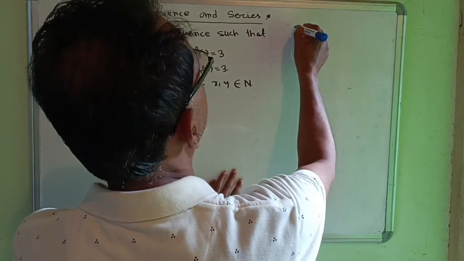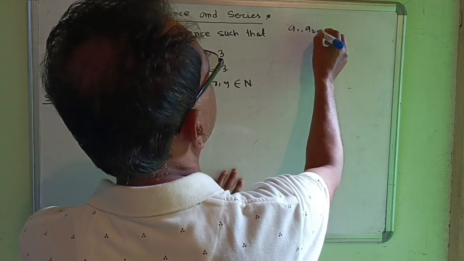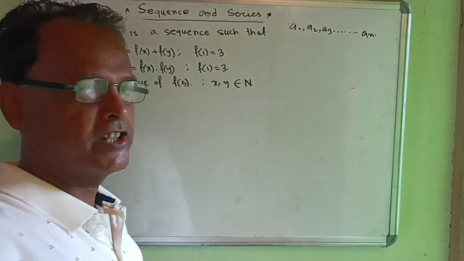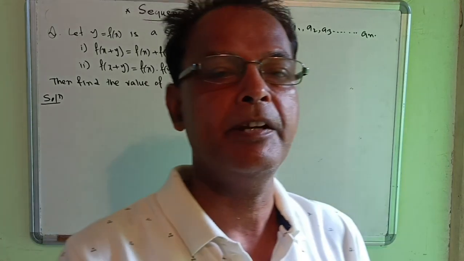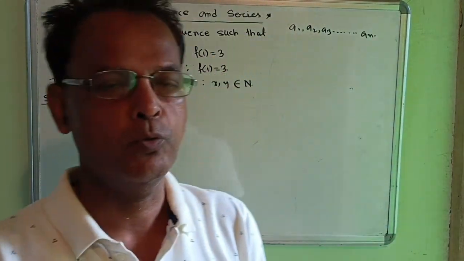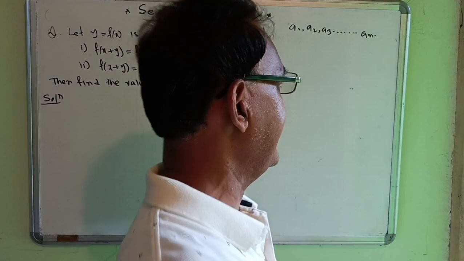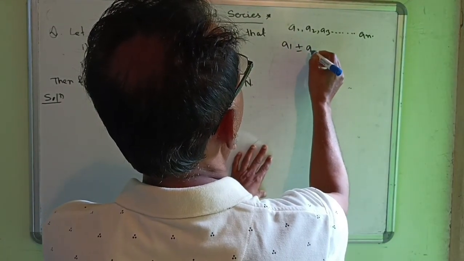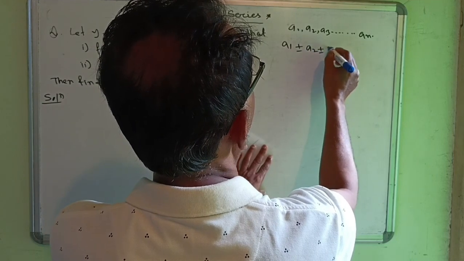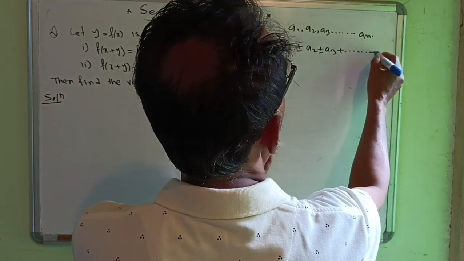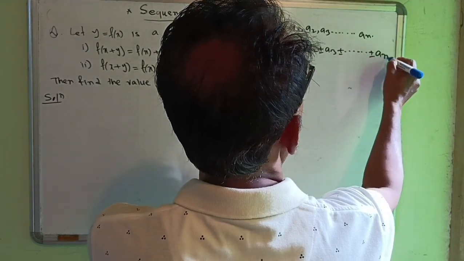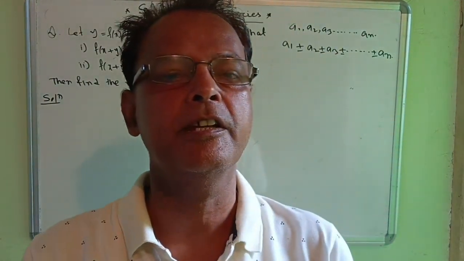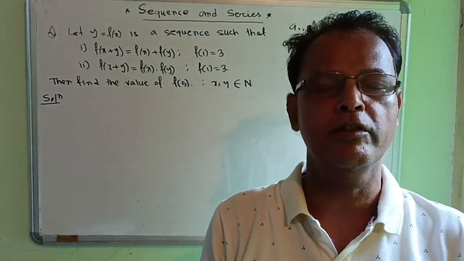This is known as a sequence: A1, A2, A3, and so on. It has some definite rules. A sequence has some definite rules, and this is known as a series. This is known as a finite series. Sometimes it is an infinite series, and an infinite sequence is also found.